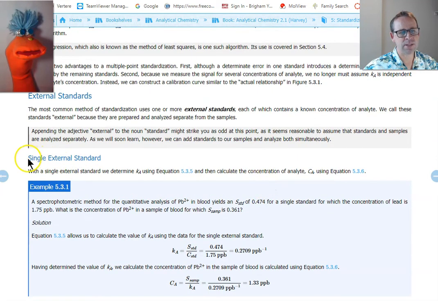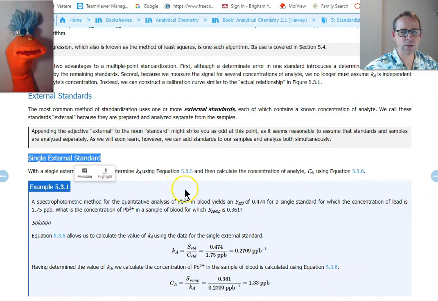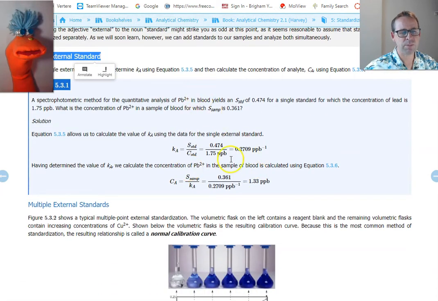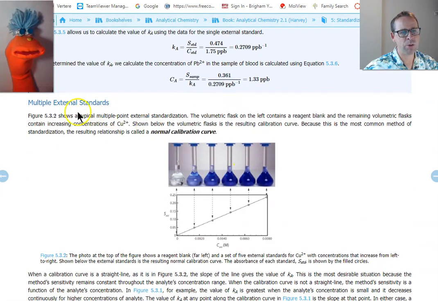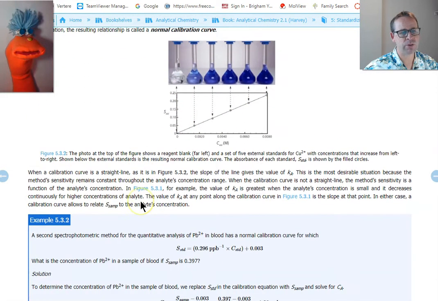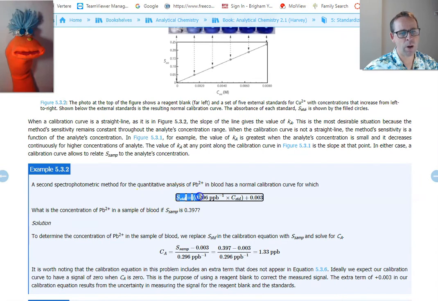Again, you can use a single external standard, but that's a single point analysis. And here are some samples that you can go through and use as an example. But when you have your multiple external standards and you create a calibration curve, then you get a y equals mx plus b. Hopefully you can see the y equals mx plus b.